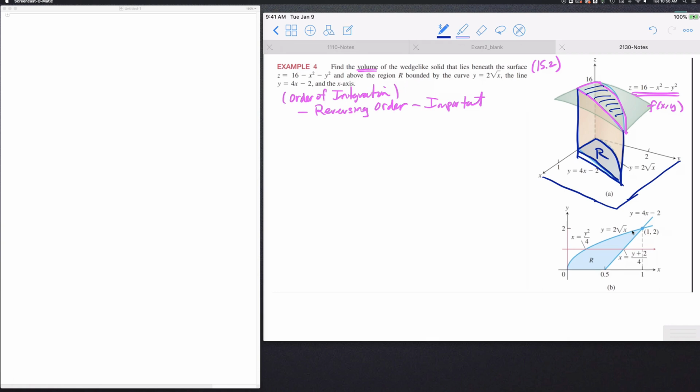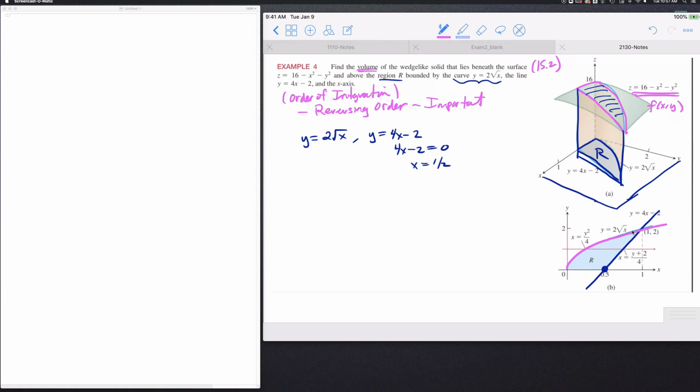Now they've given us some information about this region. They say the region is bounded by the curve y is equal to 2 square root of x, and is also bounded by the line 4x minus 2. What we're seeing down here is a plot conveniently given for us, the line 4x minus 2. We can see that 4x minus 2 is equal to 0 when x is equal to 1/2, which is why that line intersects the x-axis at 1/2. And we also have the square root function, 2 square root of x.